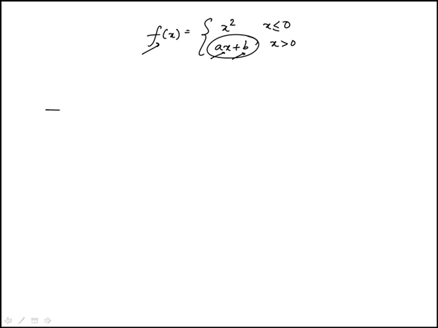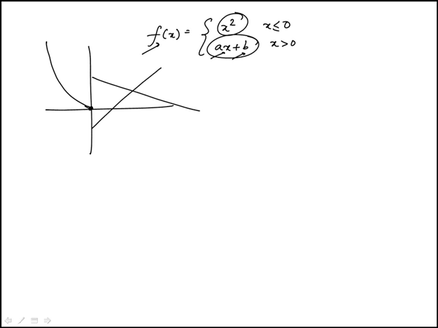So if I were to draw this out roughly, for x negative, it's x squared. So this is the half of the parabola, and this is also including 0. And then for x positive, it's a straight line. So it could be something like that, or it could be any of the lines, or it could be something like this.